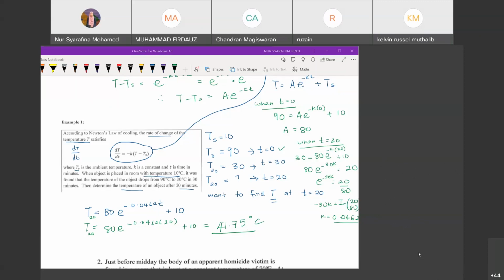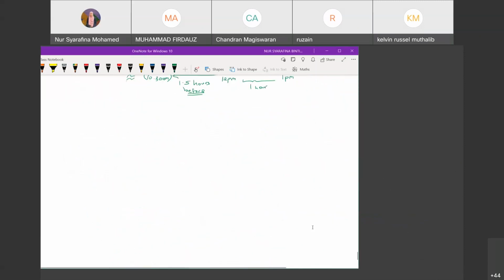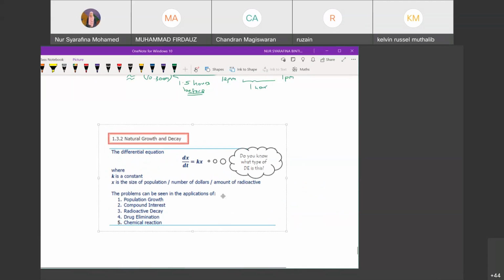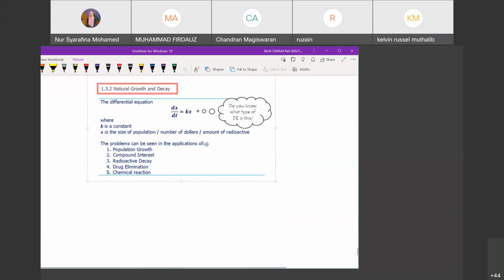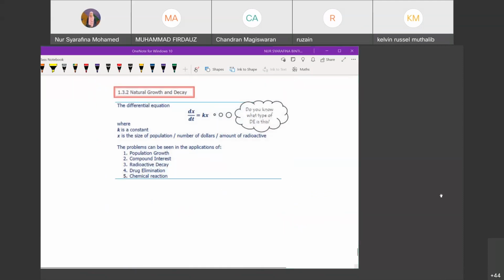Okay, so let's proceed with the last application for today, which is natural growth and decay. Okay, so now natural growth and decay. As you can see, what is the type of differential equation there?